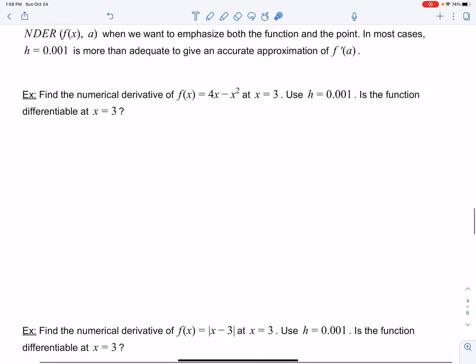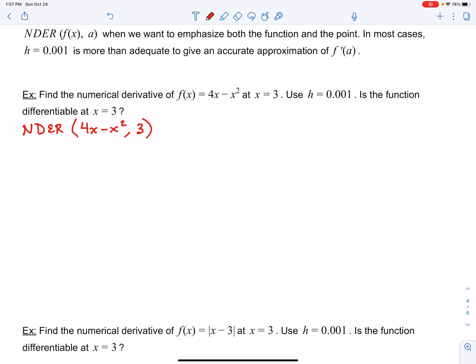So if we want to find the numerical derivative of the function f of x equals 4x minus x squared at x equals 3, we're going to use h equals 0.001, and we want to know, is the function differentiable at x equals 3? We're looking for the numerical derivative NDER of our function here, 4x minus x squared, and the point that we care about is where x equals 3.